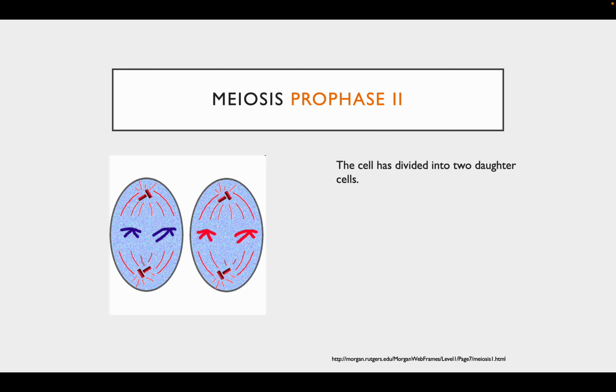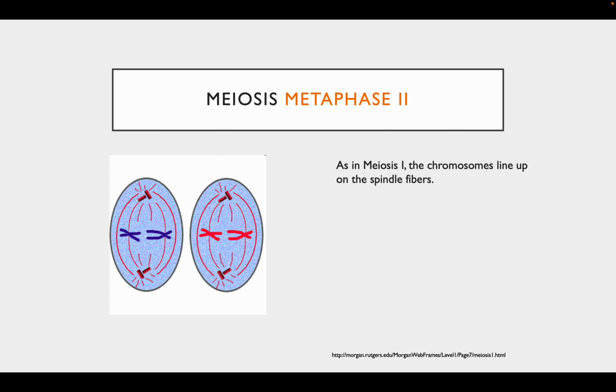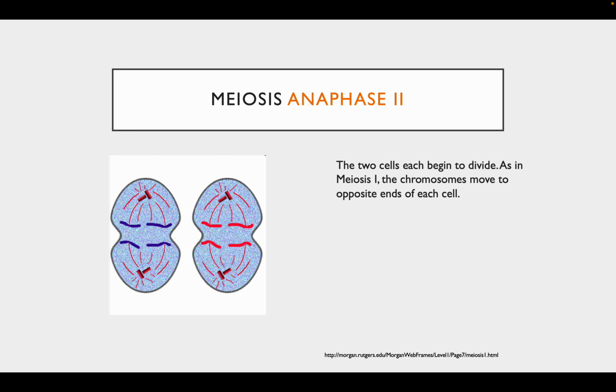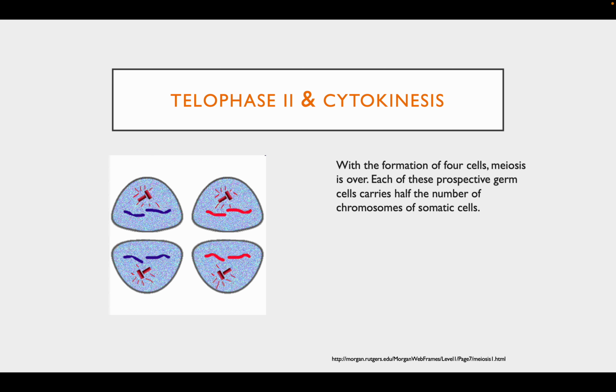Now coming to meiosis 2, that is prophase 2, the cell has divided into two daughter cells. Metaphase 2, as seen in meiosis 1, the chromosomes line up on the spindle fibers. The two cells each begin to divide, as in meiosis 1, the chromosomes move to opposite ends of each cell. So with this formation of four cells, meiosis is over and each of these prospective germ cells carries half the number of chromosomes of somatic cells.